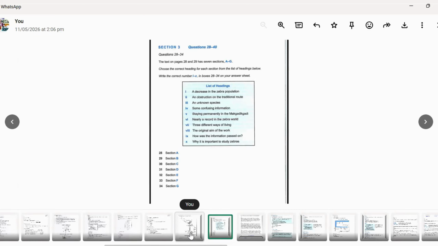Now, I've been able to explain two important strategies that you can apply when answering matching heading questions. First one is the paragraph approach. Second one is the topic sentence approach. I want to believe this is very, very clear. Now, let's look at another question type that will be very, very useful.